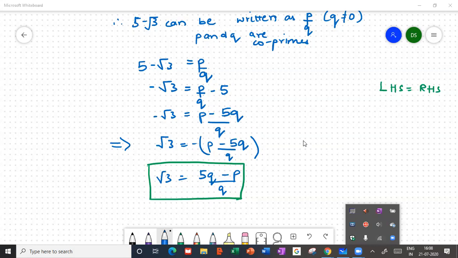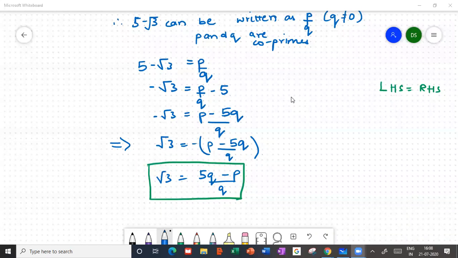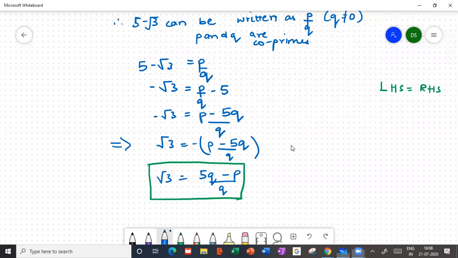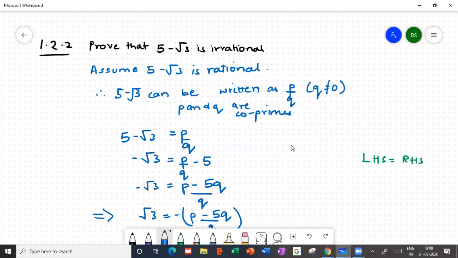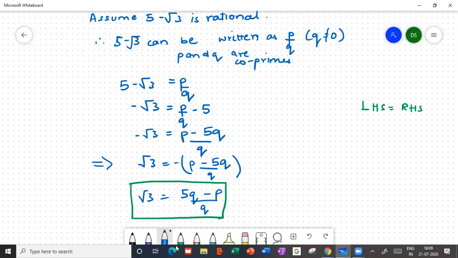Yeah, ma'am. Okay. Fine. So I'll just go through the step again. Should I do that? So it will be clear. So assume 5 minus root 3 is rational, and then I've written it as p by q form. Okay, and what I've done is I've just simplified it. I just took 5 to the RHS, and then I took the minus sign to the RHS, and I have arrived at this equation that I have written in the green box.